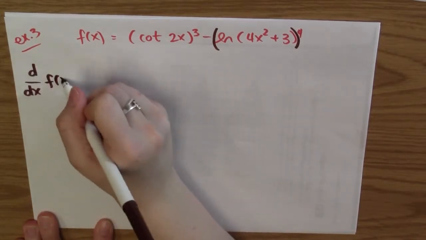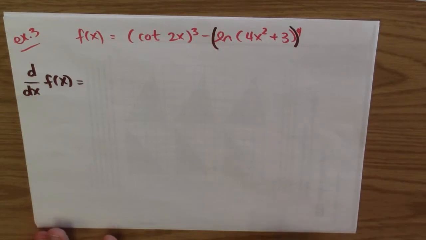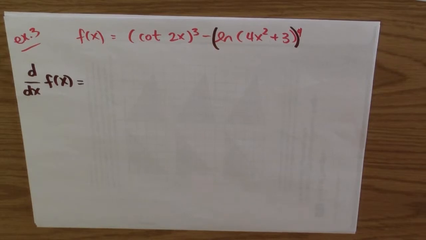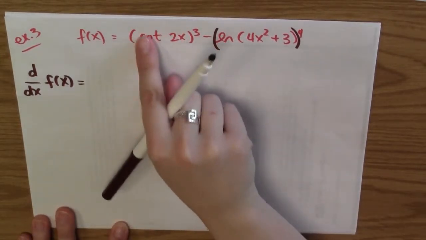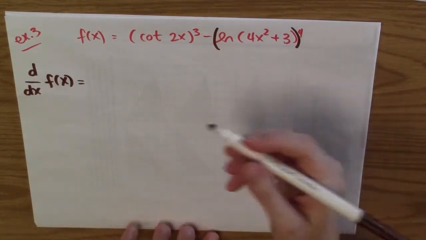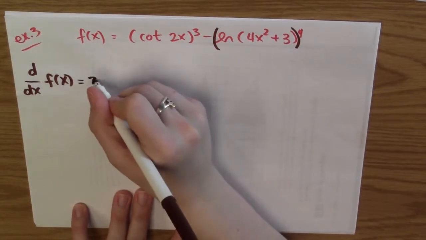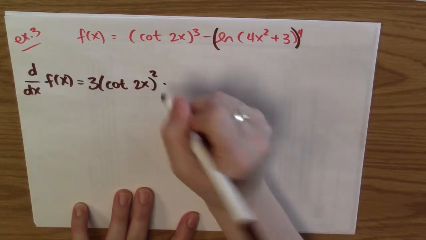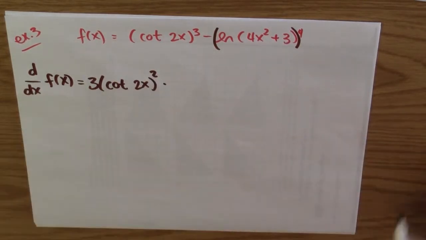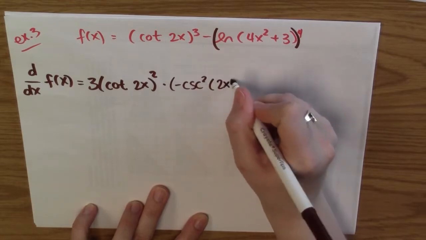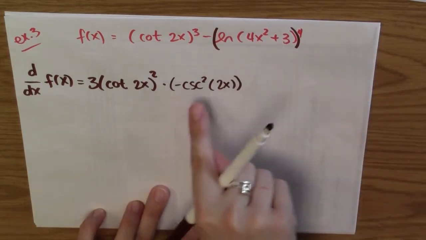So the derivative of my function f of x is equal to, well, here I have the sum of two functions, so I can take their derivatives separately and add them together. So in this first function, I have the cotangent of some stuff and it's being cubed, so that's my outermost function. Derivative of the cubing function is 3 times the stuff to the second power. So I have 3 times cotangent of 2x to the second power times the derivative of the inside stuff. Well, the derivative of the cotangent is negative cosecant squared. So I have negative cosecant squared of 2x. And then, so that's the derivative of the cotangent function.